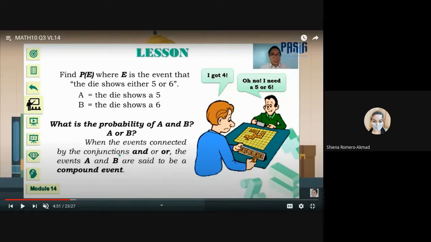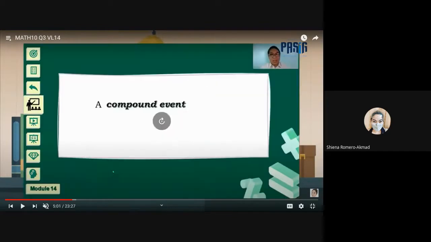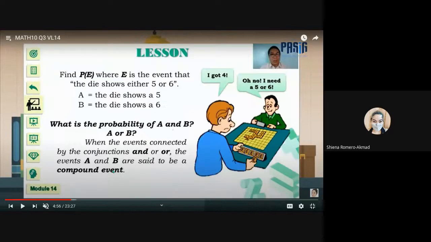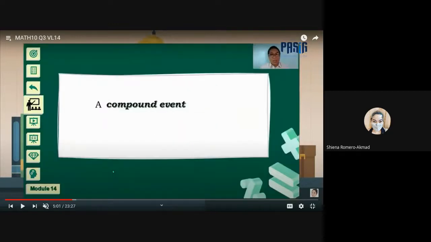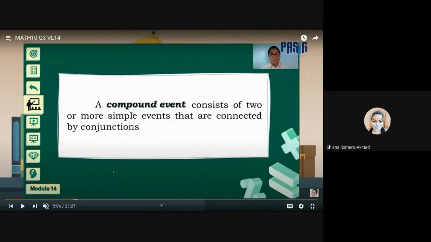When the events are connected by conjunctions and or, the events A and B are said to be compound events. Anong ibig sabihin nun? Let us show here. Pwede kasing compound event consists of two or more simple events that are connected by conjunctions. And anong conjunctions na yun? Pwedeng and or.